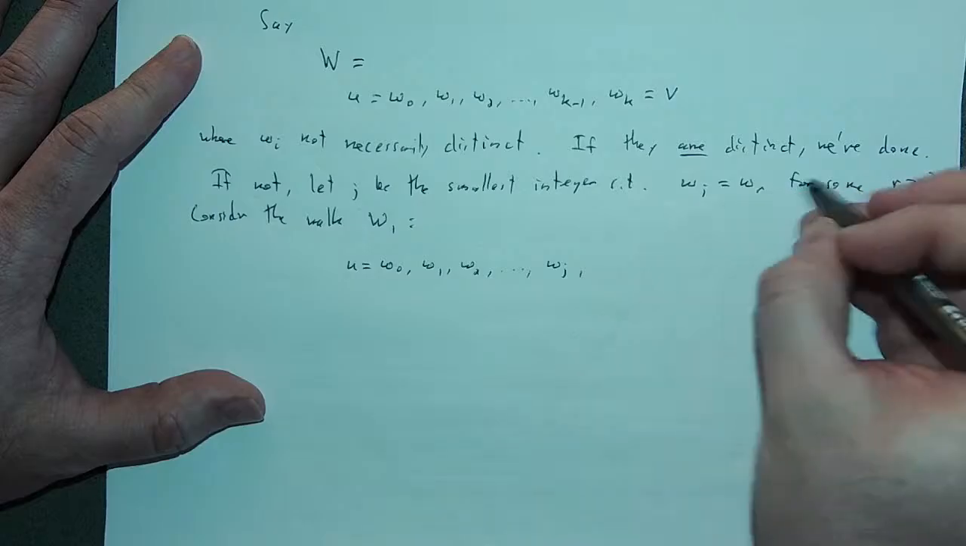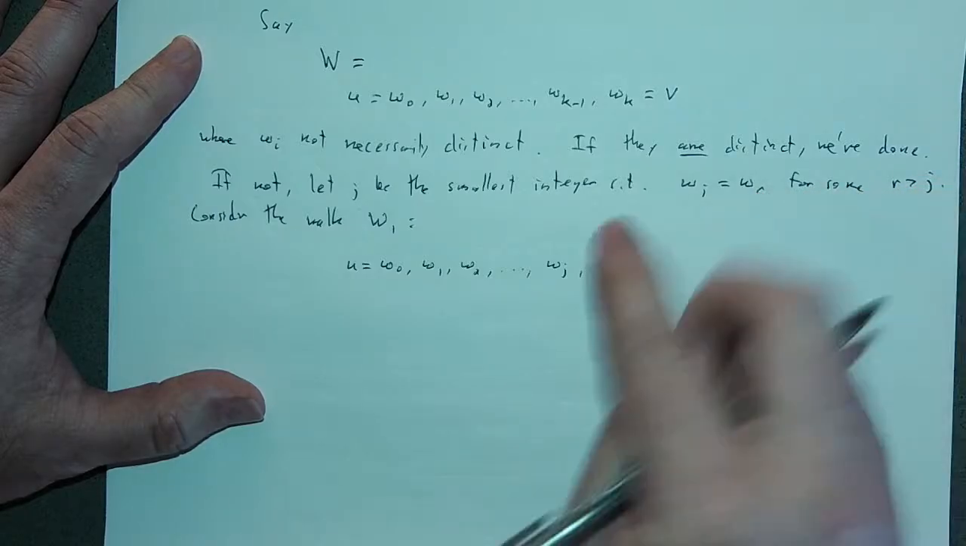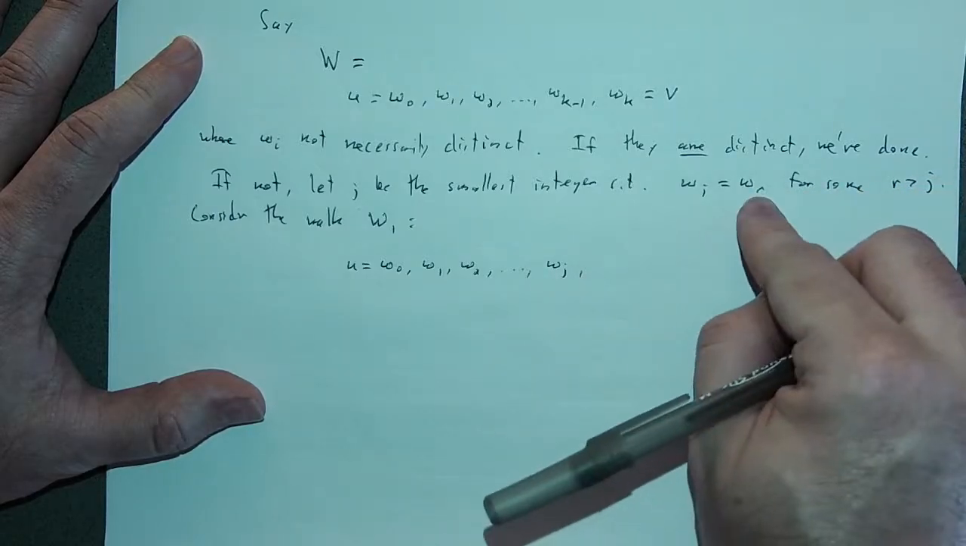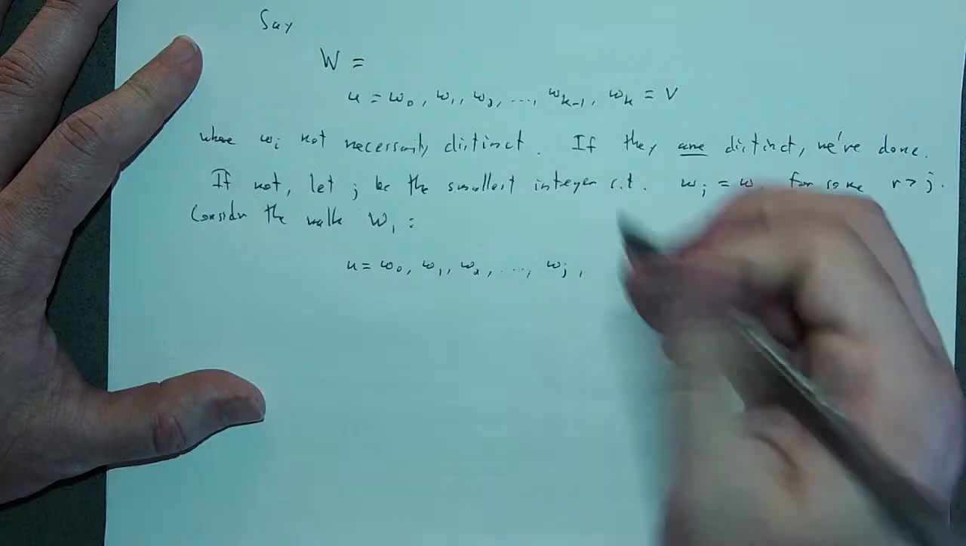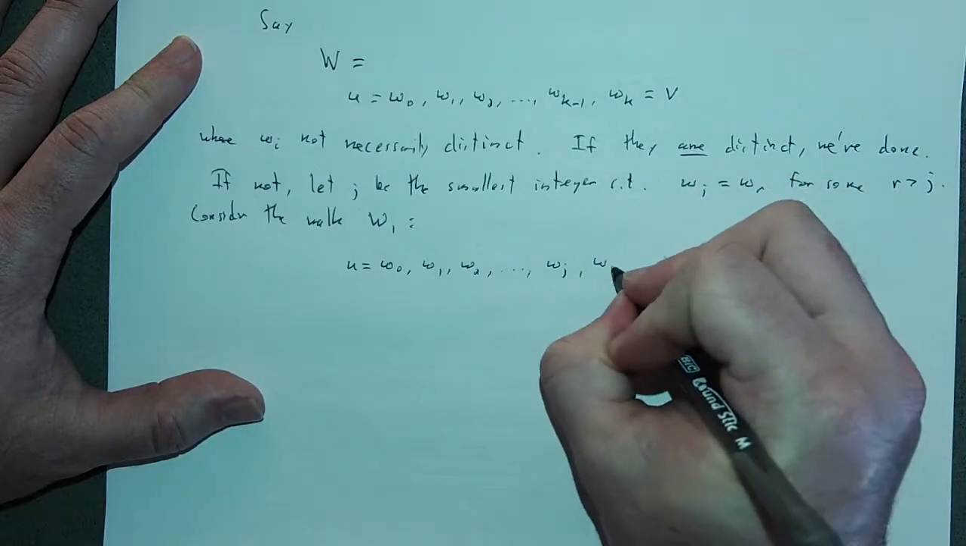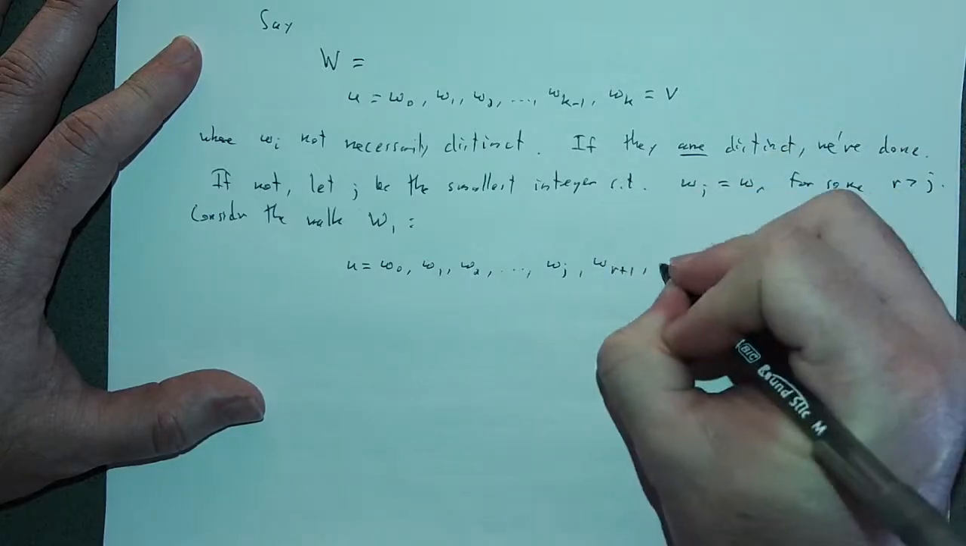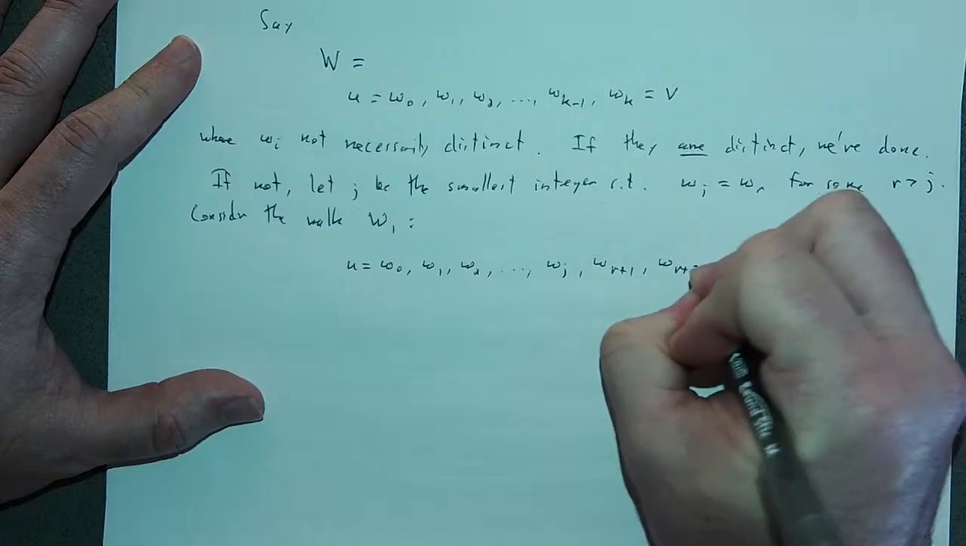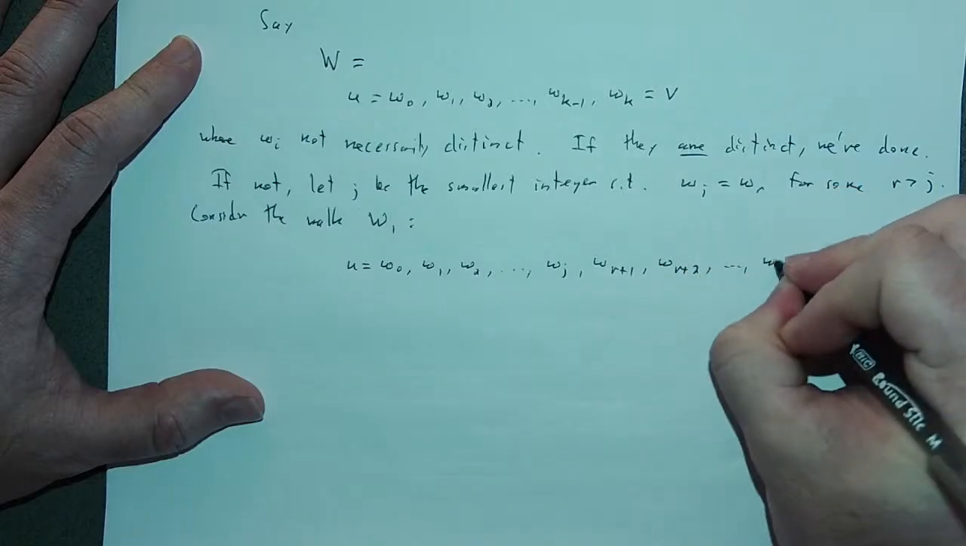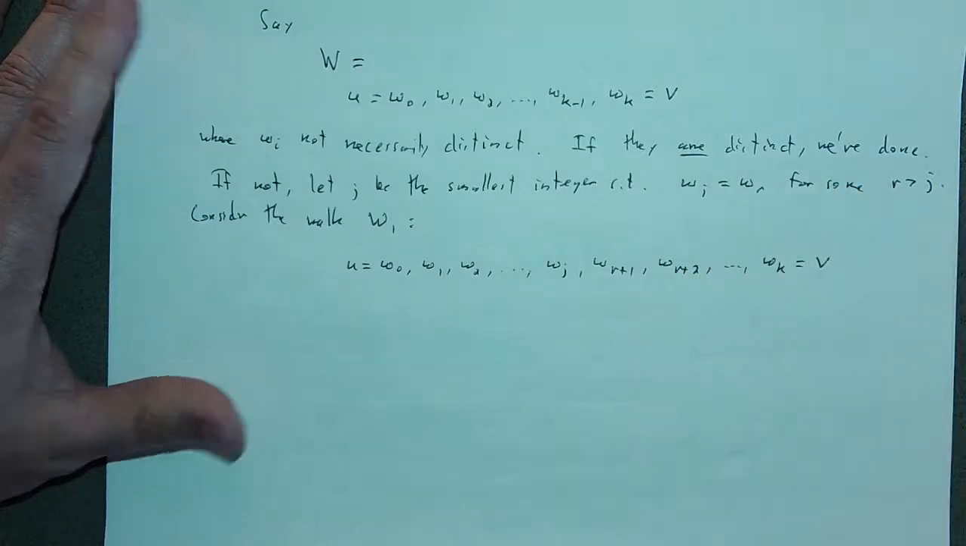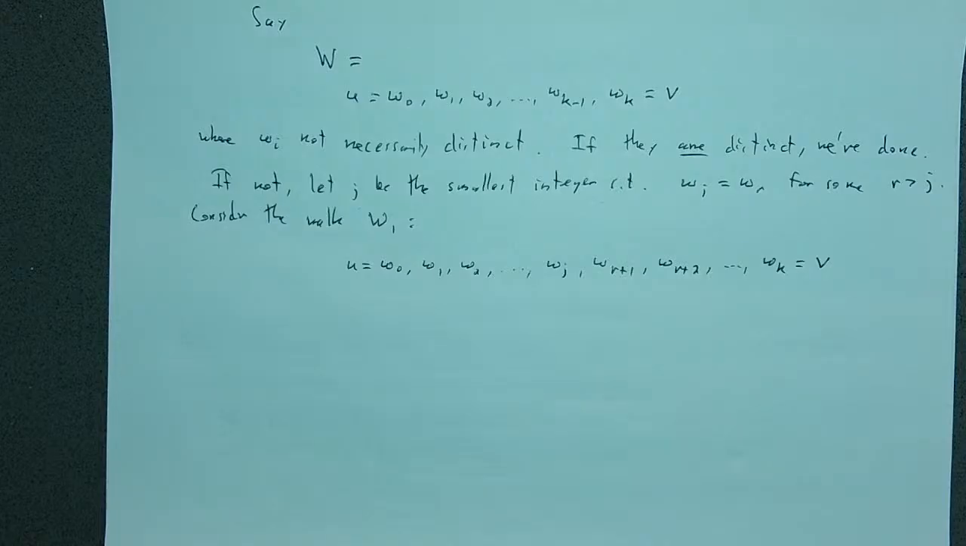Right? So now we have deleted W sub R. We know that W sub J is equal to W sub R. And we've started now at W sub R plus 1, R plus 2, all the way to K, which is still V. So of course what we did was shorten this walk.